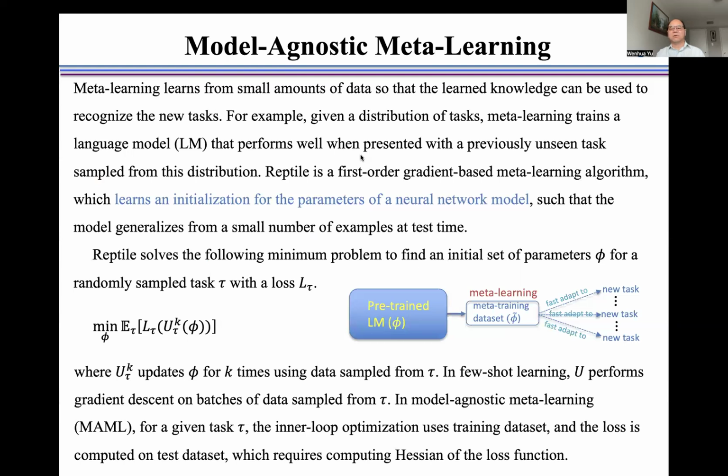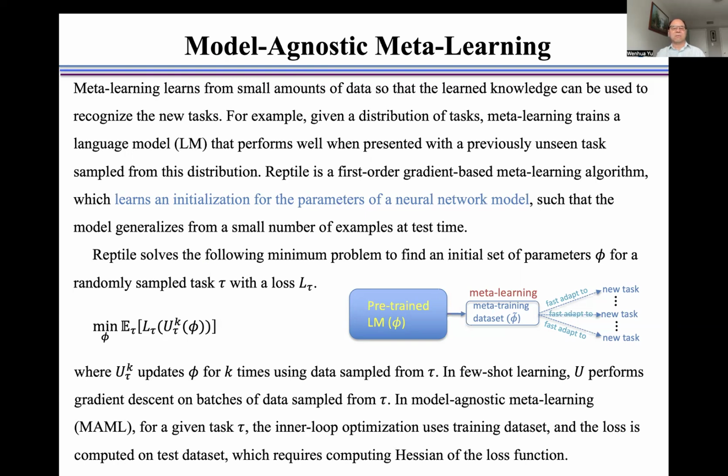Reptile is a first-order gradient-based meta learning algorithm, which learns an initialization for the parameters of a neural network model, such that the model generalizes from a small number of examples at test time.